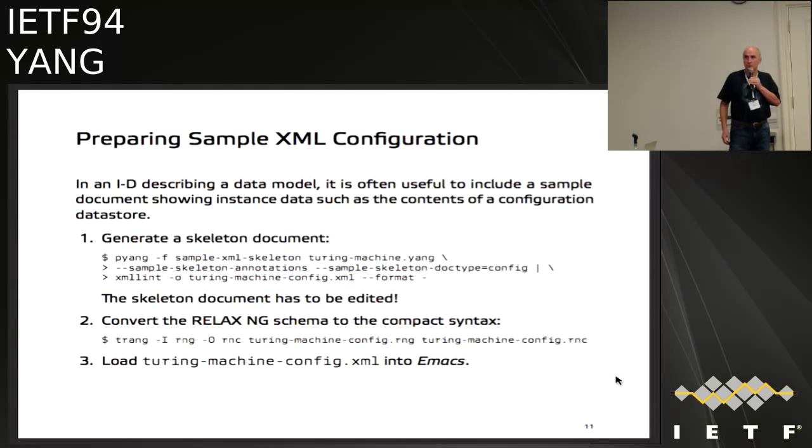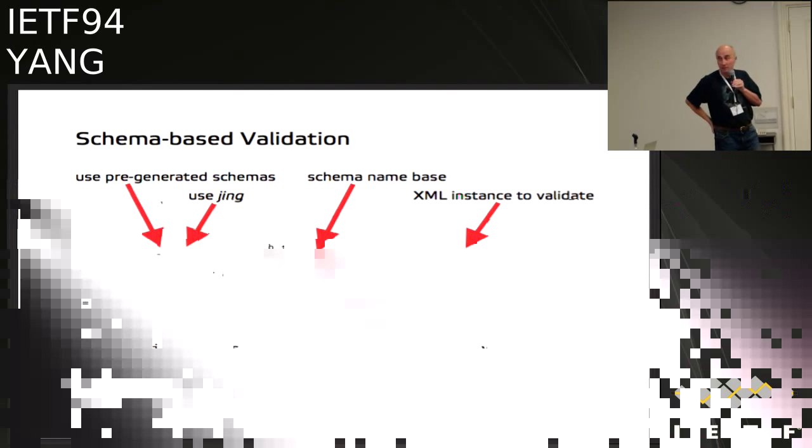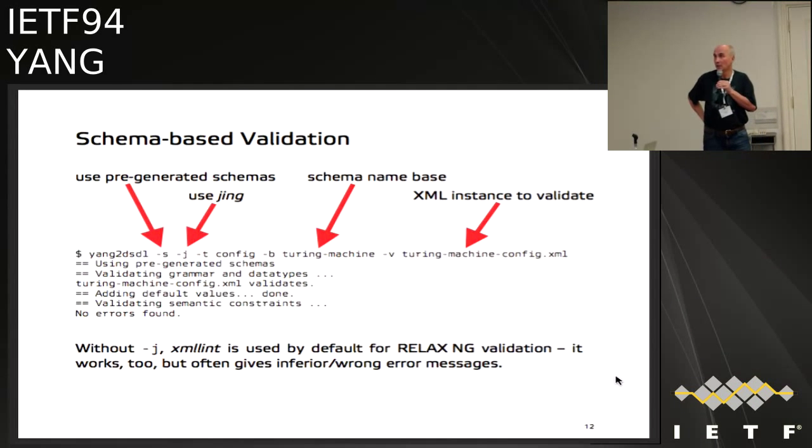And now we can do all steps of validating the instance document using the Yang to DSDL script. This can be done for our Turing machine model as follows. So here are the arrows, and the annotations explain what the command line parameters are about.